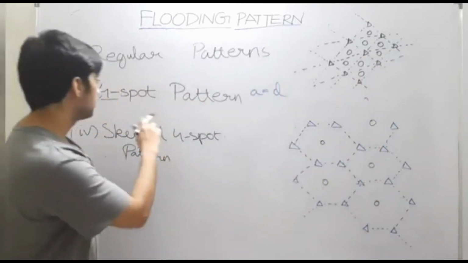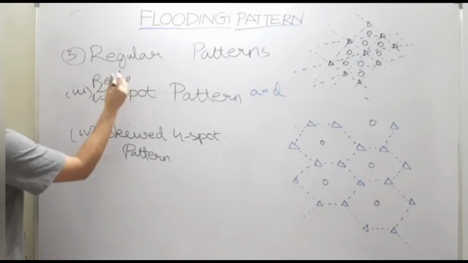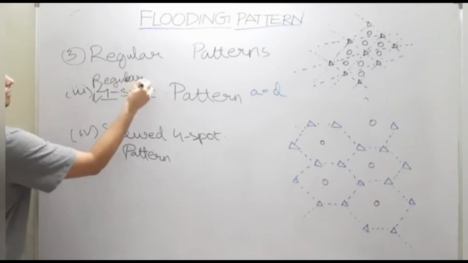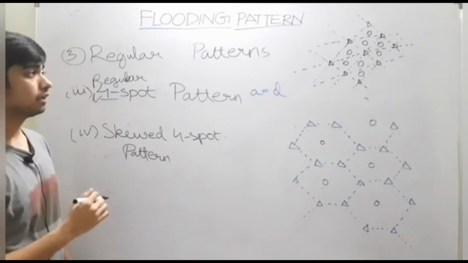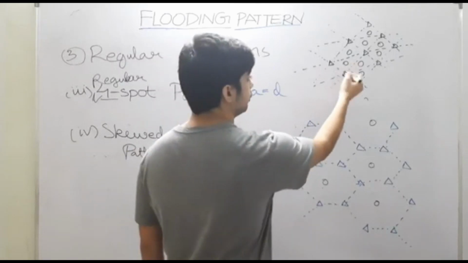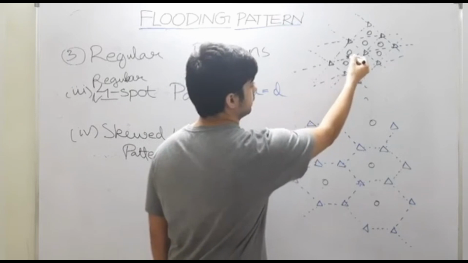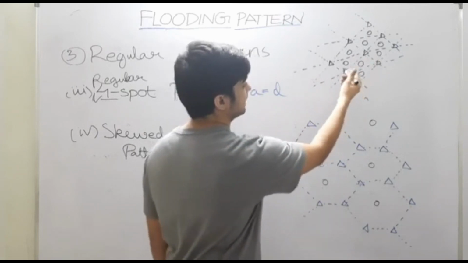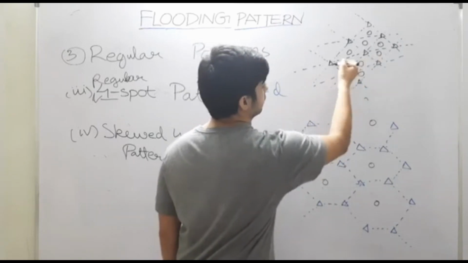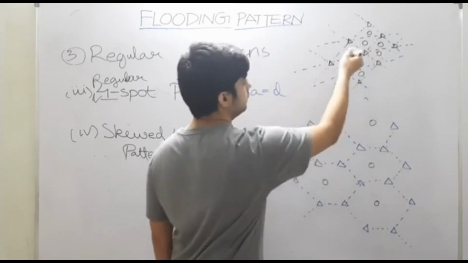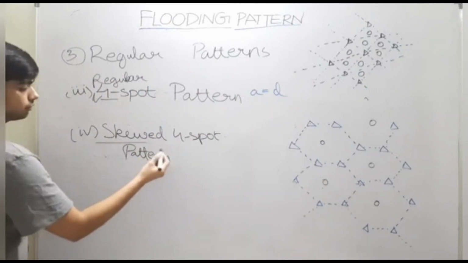So in this case, in the regular 4-spot pattern, you have seen that the triangles were forming an equilateral structure, but in this case the triangle is not uniform. The sizes of the sides are different, or maybe you can say scalene triangles. There are multiple triangles, but the spacing of injector wells is not equal. So this is called a skewed 4-spot pattern.